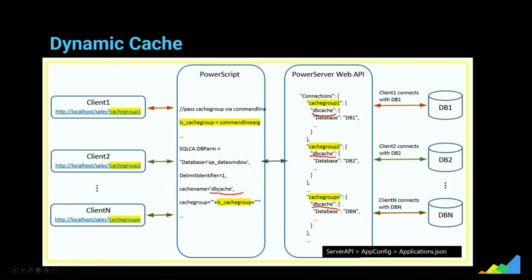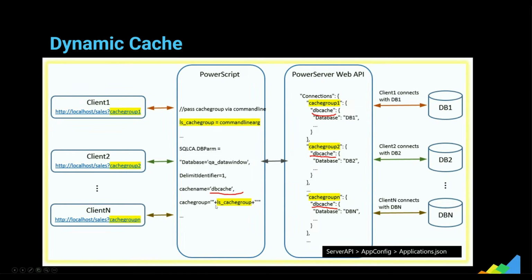And dynamic database connection means, in fact, that the mapping between transaction object and cache name is created when the app is running. So a dynamic mapping can be created in the application script using the dbparm cache name and cache group.